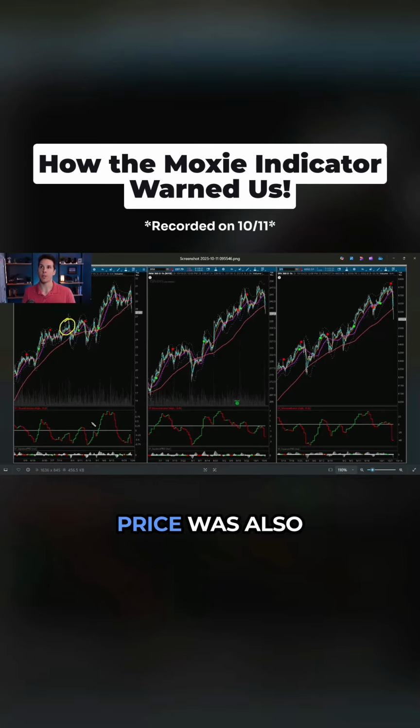How about here? Price was also over the 50. Notice the Moxie indicator below zero. What'd you get? Big pullback. And you could even see here, right there, price was over the 50, Moxie indicator was below zero. What'd you get? A pullback. So yes, it was here. The charts were telling us that something was happening.